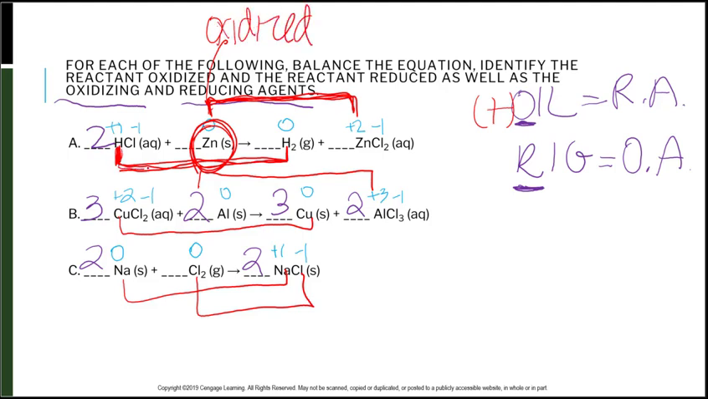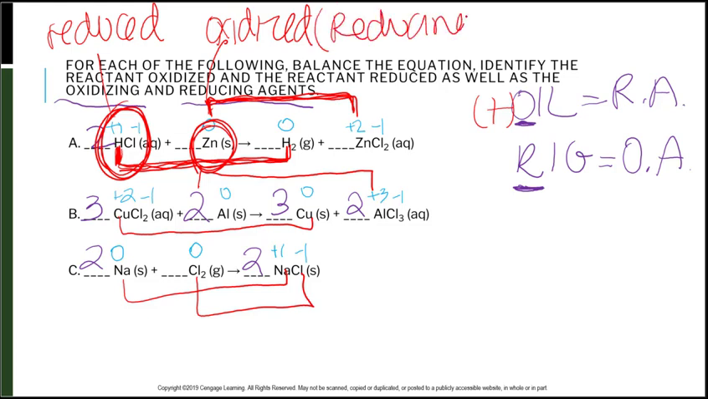And my hydrogen then, let's double check, is it being reduced? Yeah, it went from +1 to 0. So my HCl is being reduced. Therefore, the zinc that's being oxidized is the reducing agent. And hydrochloric acid is the oxidizing agent. I'm going to abbreviate there. Okay, let's look at example 2.